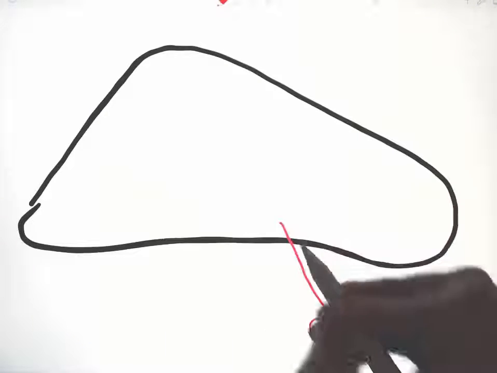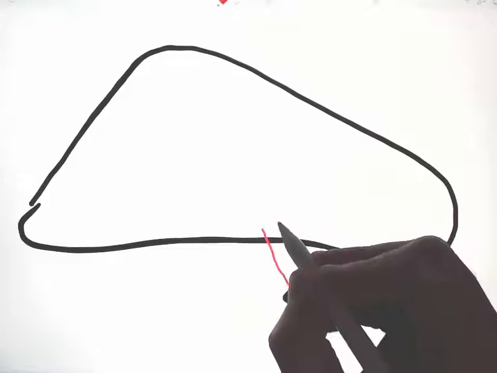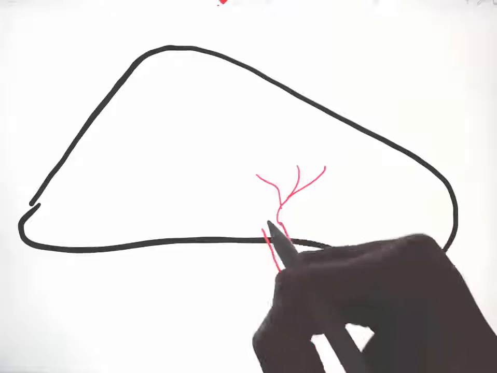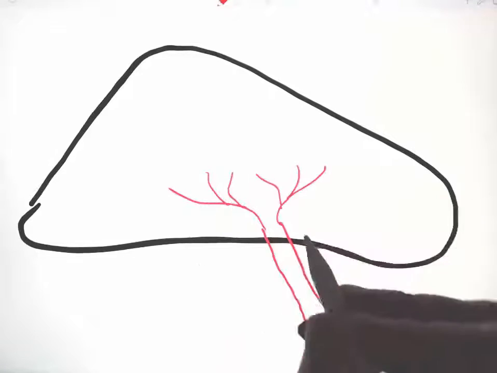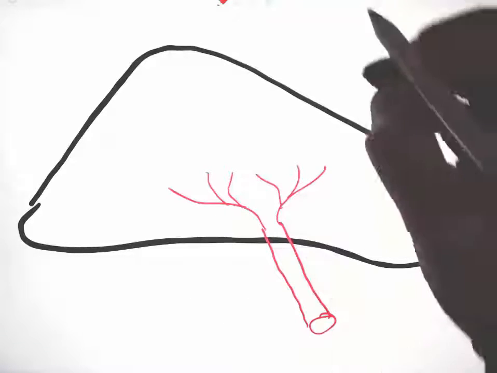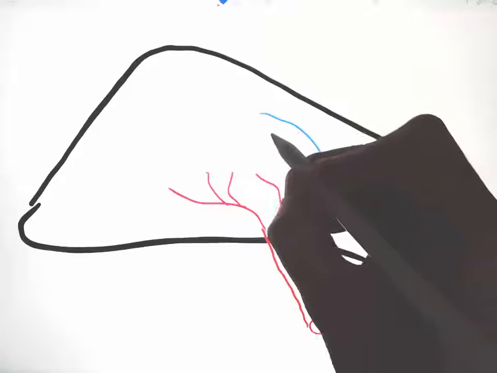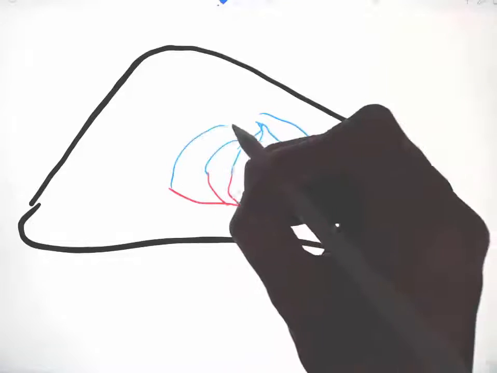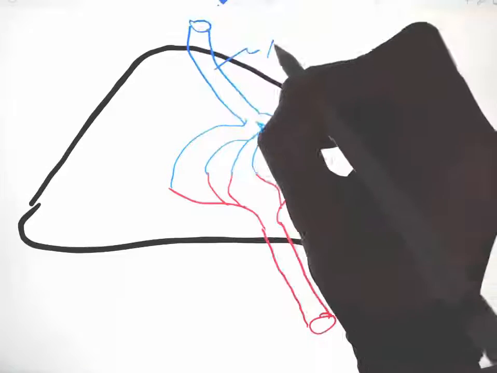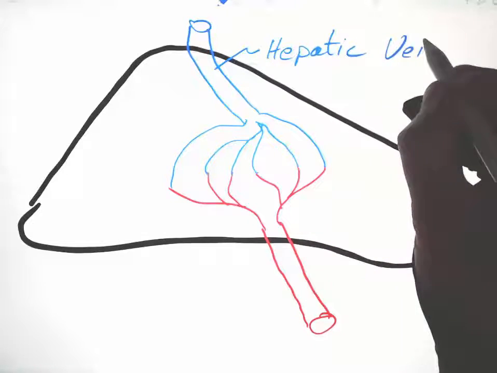The hepatic artery enters the liver and through arterioles separates to feed all of the tissues of the liver. Those then join into the hepatic vein.